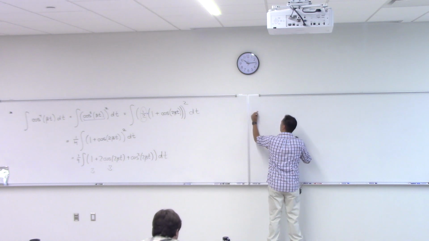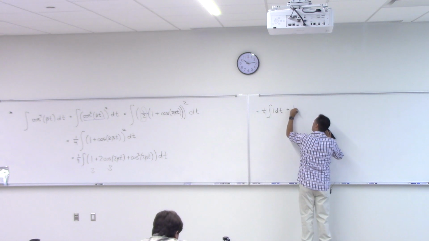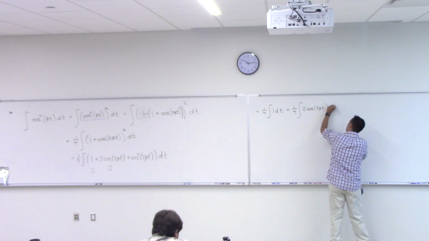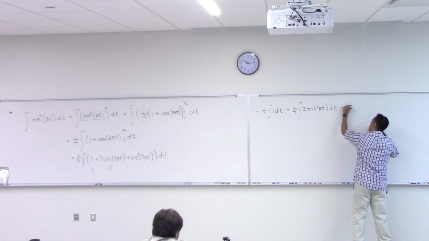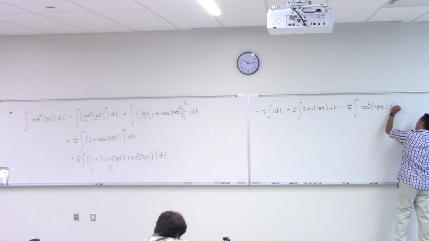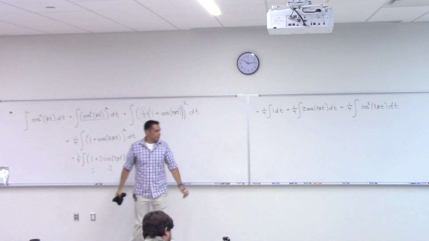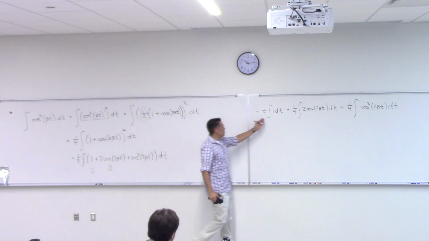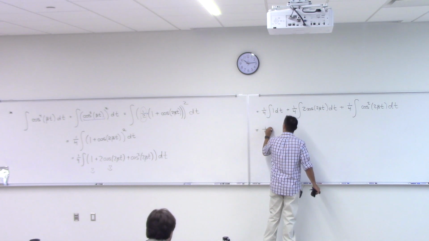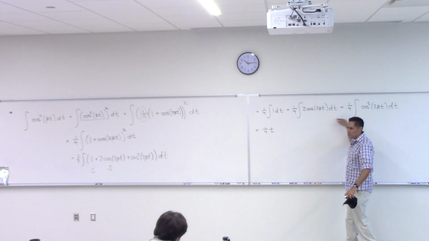I'm going to rewrite this as 3 integrals. 1/4 integral 1 dt, plus 1/4 integral 2 cosine of 2 beta t dt, and then plus 1/4 integral cosine squared 2 beta t dt. I'm splitting it into 3 separate integrals. That way I can keep track of everything. This first integral, the antiderivative of 1 was t. So I have 1/4 in front of t. Now I'm going to have a plus c, but I'm just going to throw a plus c at the end of everything. I'm not going to do plus c for each one of these.